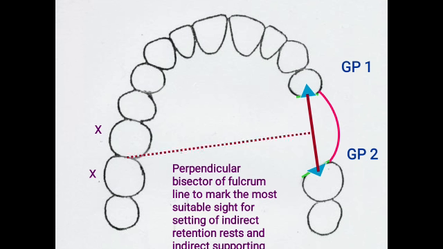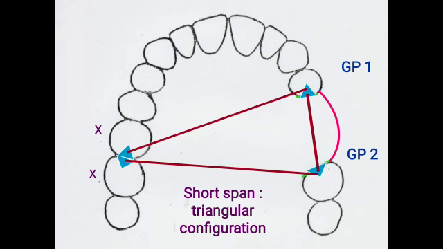So that location on the opposite side of the arch will be an ideal location for our components that can be either indirect retainers or direct retainers. So we are preparing rests on the other side, and this is a design for placement of rests on the opposite side of the arch.